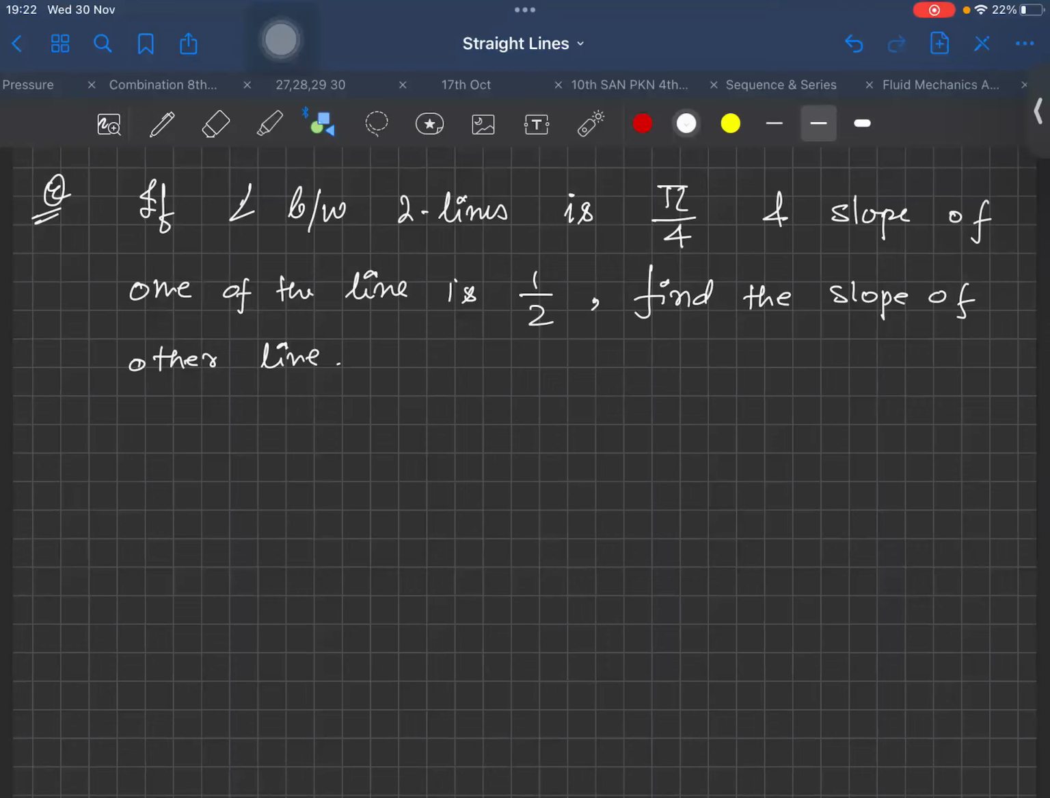Okay, so let's find out. See, there are two lines, right? One of the lines, let's say like this, and another line, something like this. The angle between them is pi by 4, that is 45 degrees, right? So these are the two lines, and the angle between them is 45 degrees. Now let's say the slope of this line is M1, and the slope of this line is M2. How will you be able to find it?